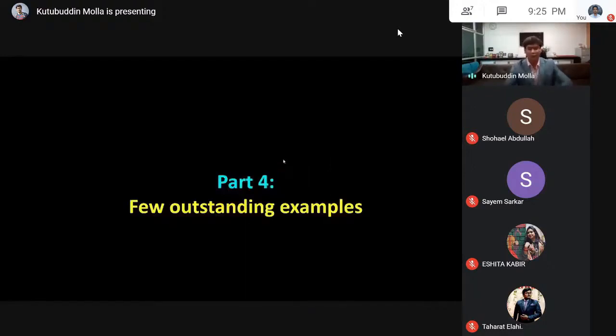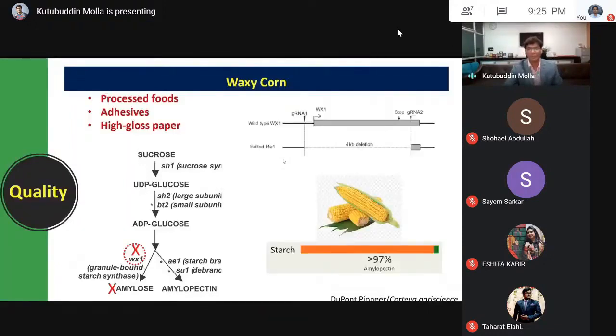Now I'll give you a few quick outstanding examples. This is waxy corn, which involves the starch biosynthetic pathway. Here you can see from ADP glucose, it goes to either amylose or amylopectin. If you inhibit amylose production, it would produce more amylopectin. So they deleted the amylose-producing gene Wx1 using Cas9, and produced corn containing more than 97% amylopectin. It is being commercialized in the USA, and it is very valuable for processed food, adhesives and high gloss papers.